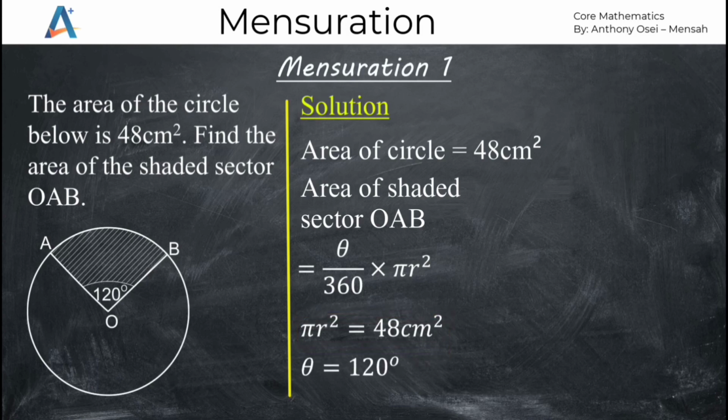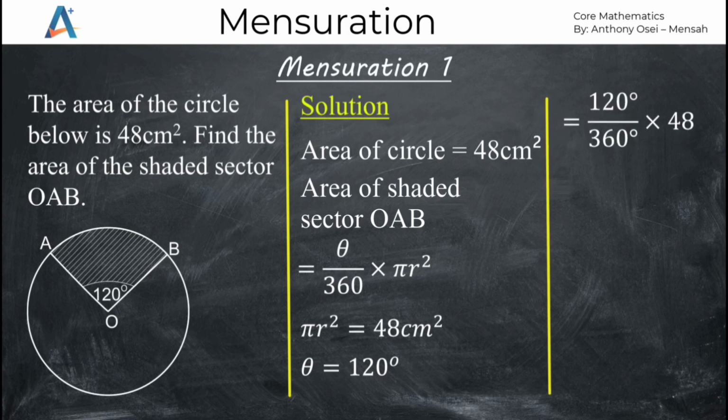Now, theta is 120 degrees, so we do that. So it will be 120 degrees divided by 360 degrees times 48, because pi r squared is 48. Then we just have to simplify this and we get the area of the shaded sector AOB. After simplifying, we get 1 over 3 times 48. So 1 over 3 times 48 on the calculator should give us 16. It means 3 into 48 is 16. So we get 1 times 16, which is 16. So at the end of the day, we get 16 centimeters squared.